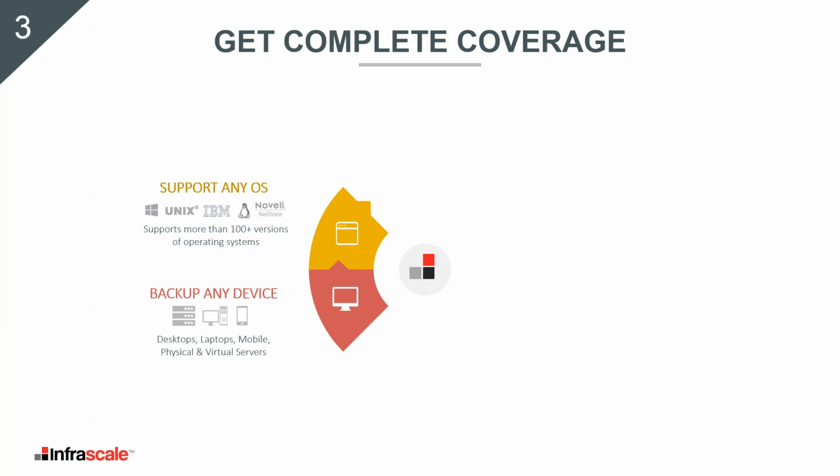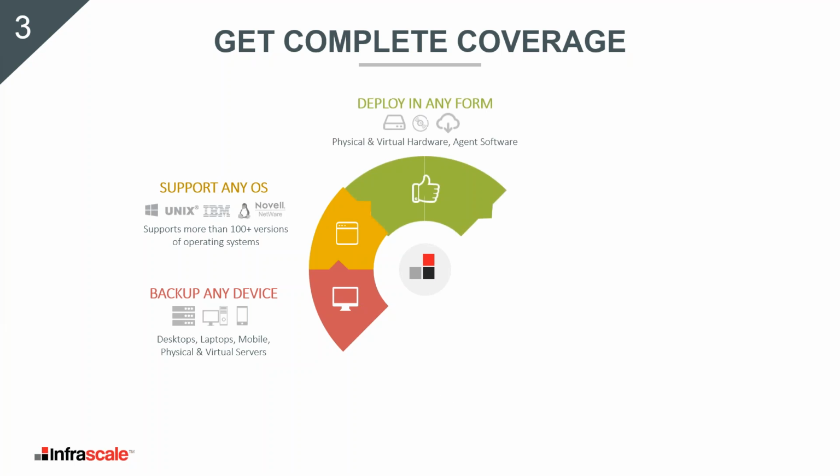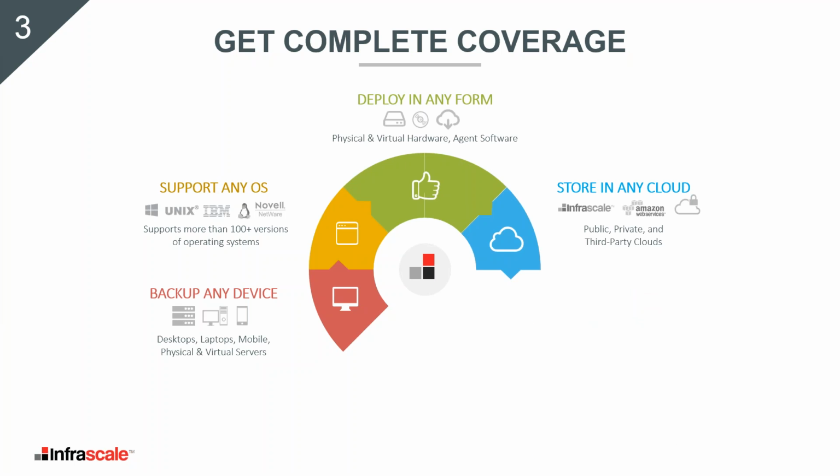And when I say any OS, I really mean not just Windows, but Linux, Unix, VMware, Hyper-V. You want to be able to deploy in any form, and this is really the type of form factor. So physical appliances, virtual appliances, or agent-level backups. You want to be able to store in any cloud. So you really should have the flexibility of storing your data in any cloud. The vendor's cloud, your own private cloud, or popular third-party clouds, Amazon Web Services, Windows Azure.